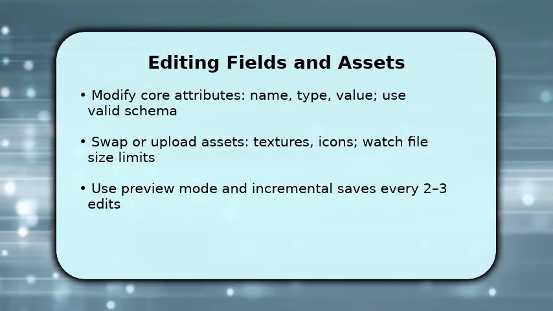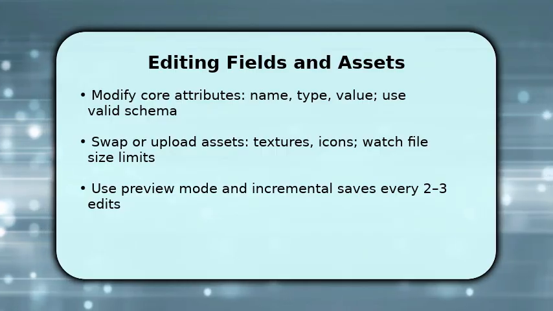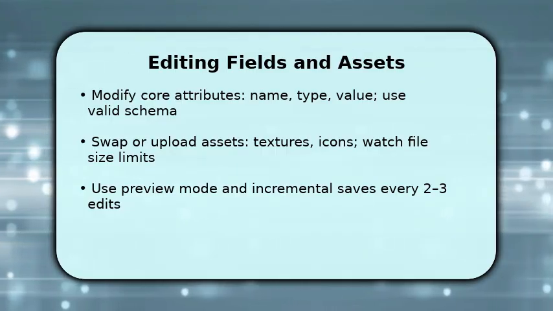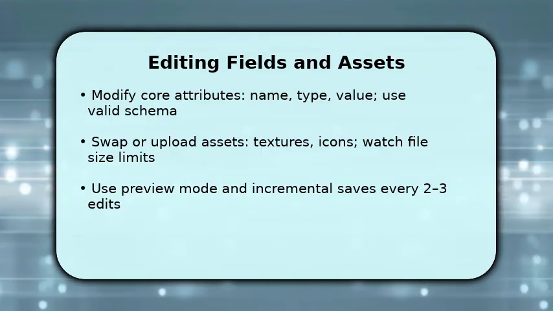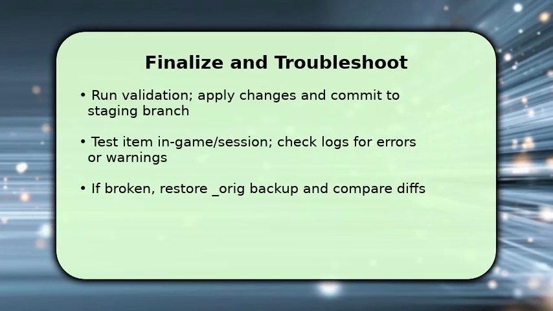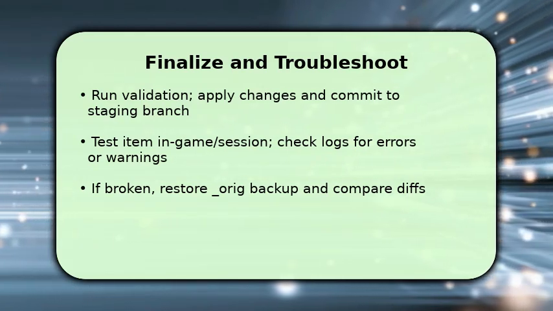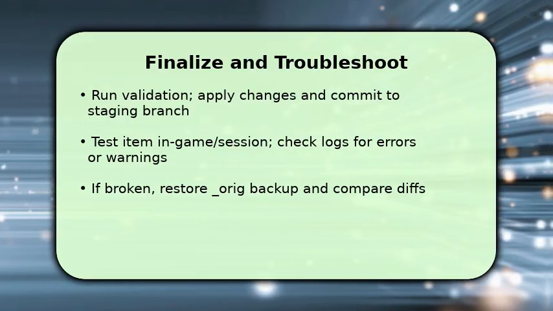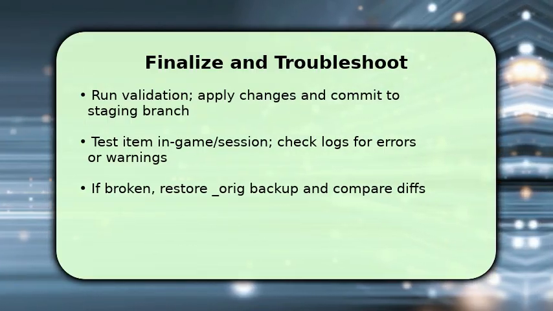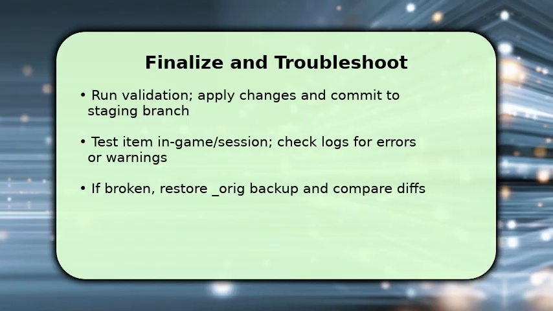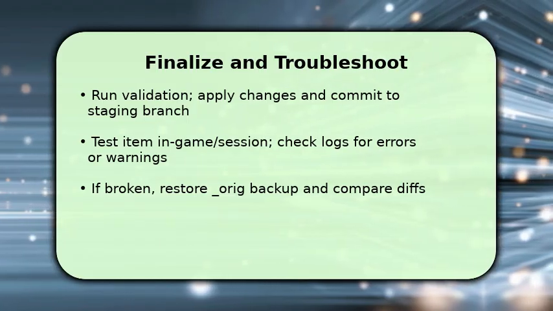Make small, incremental saves every 2 or 3 edits so you can revert quickly if something breaks. If scripts reference the item, verify the ID. Finish by running the plugin's validation routine, and then commit your changes to the staging branch rather than directly to production. Next, test the item in a controlled session, observe functionality and monitor logs for warnings or errors.